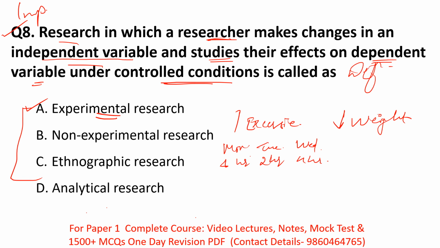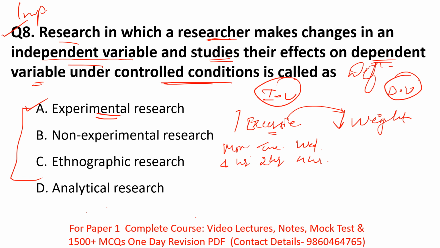So here I am changing my independent variable, because exercise is the independent variable and my weight is the dependent variable, because I am seeing its effect on the dependent variable. The amount of exercise that I am doing daily matters here. How many hours I exercise daily matters. According to my exercising hours, it depends how much weight I am losing day by day. So this is an example of experimental research.